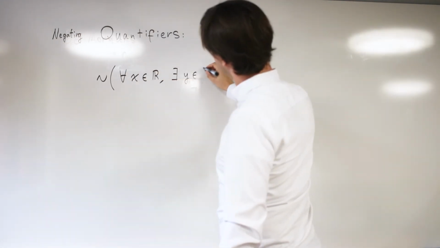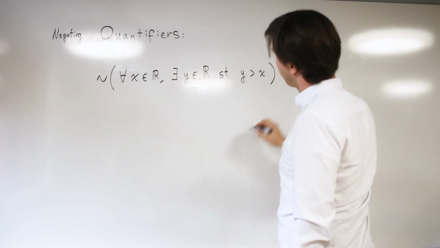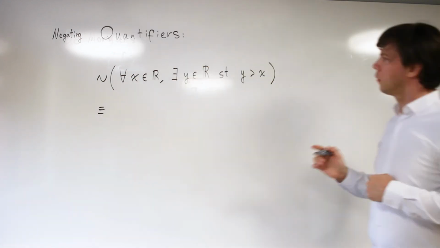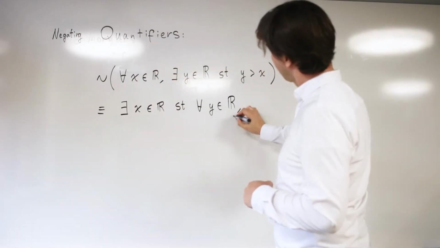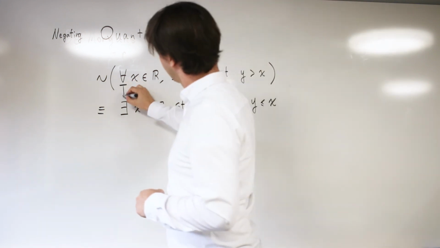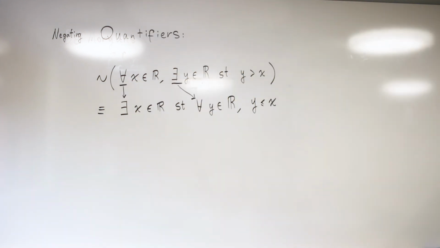Consider the original example. For any real number x, there exists a real number y such that y is greater than x. Its negation is, there exists a real number x such that for any real number y, y is less than or equal to x. Have another look through that and confirm for yourself that these statements are opposite to each other. That is, one and only one of those is true.